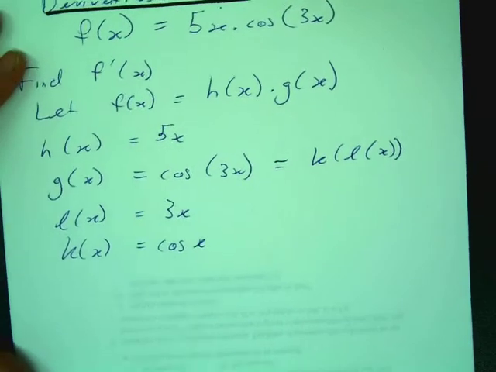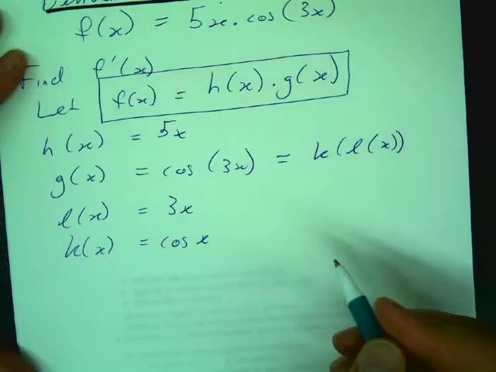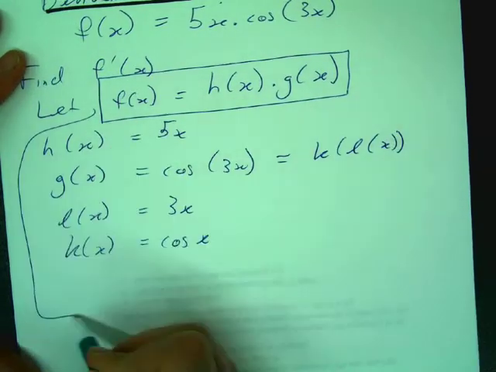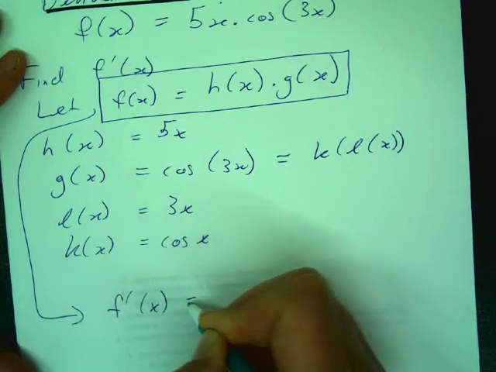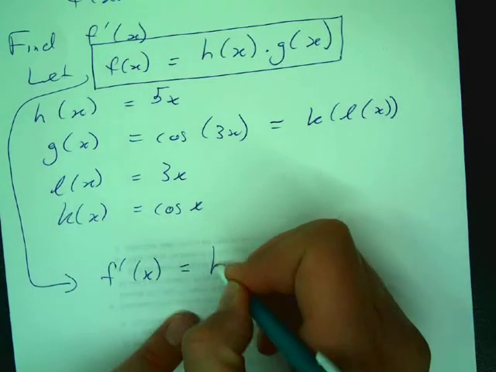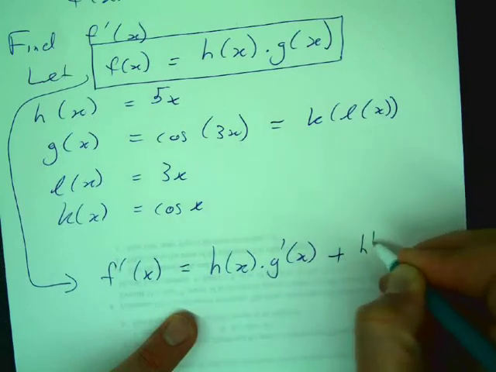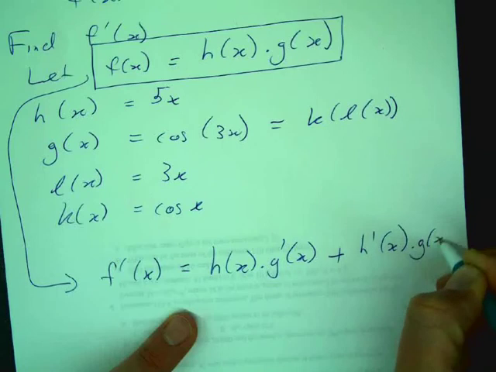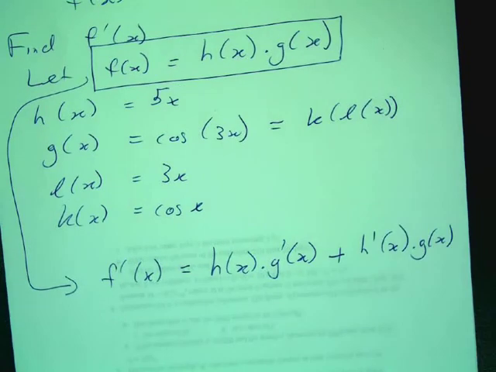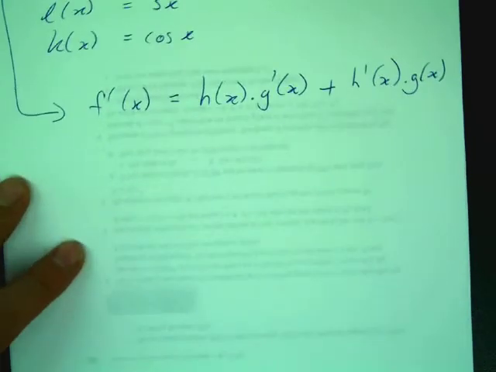So, f'(x). Now if f(x) is this, then we're going to use the product rule. We're going to say f'(x), and this is the product rule. It's pretty simple. It's just going to be h(x) times g'(x) plus h'(x) times g(x). Don't write it down, guys, because it'll be on YouTube and you'll be able to stop and pause it and look at it for as long as you like.